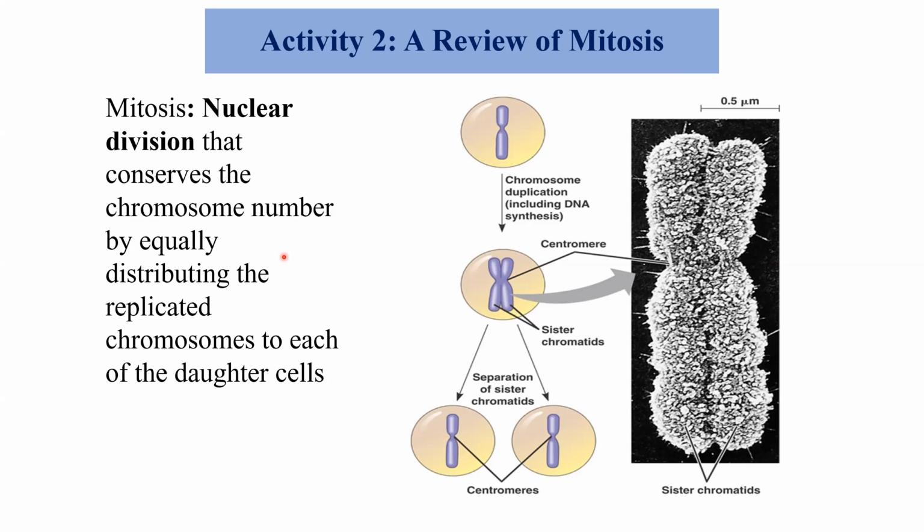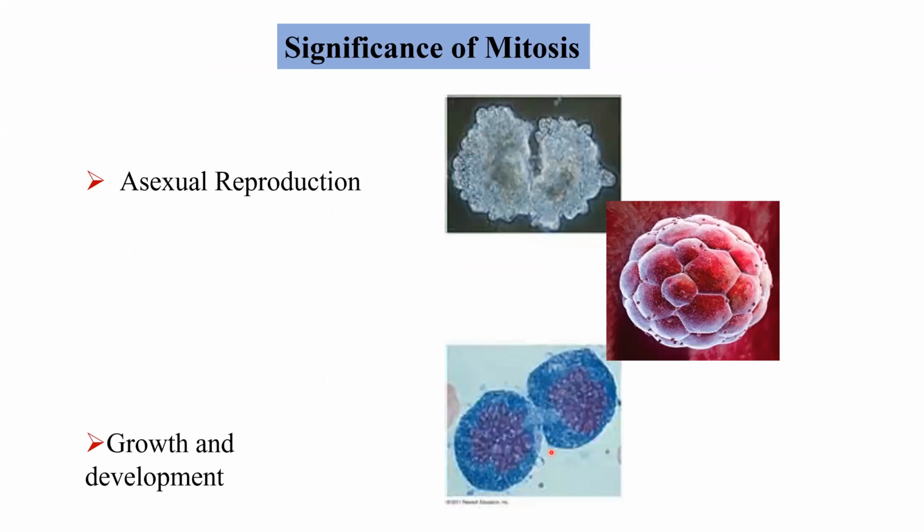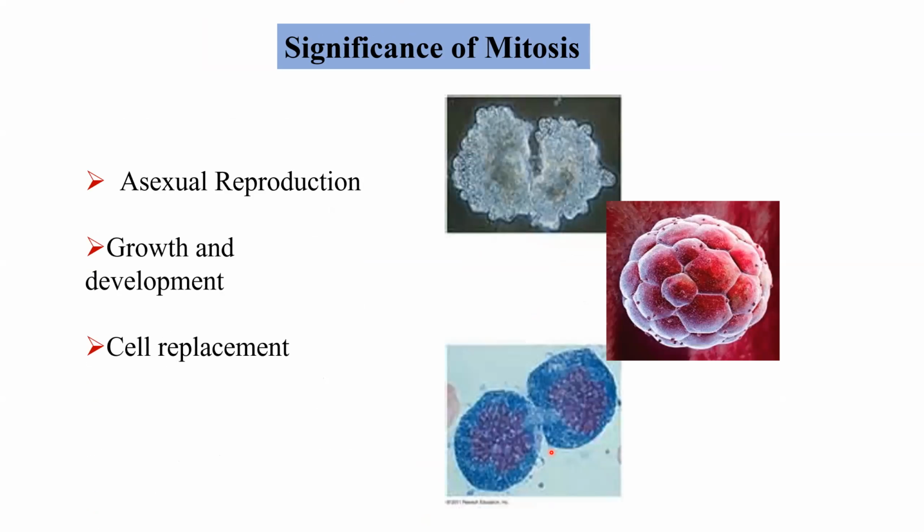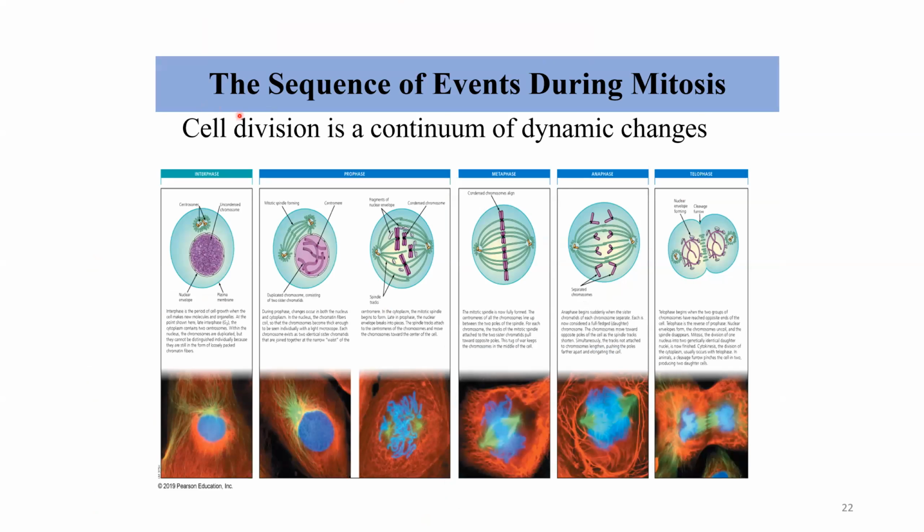Mitosis is a nuclear division that conserves the chromosome number by equally distributing the replicated chromosome to each of the daughter cells. Remember, everything is identical here. What is shown in this cell is identical to what is shown here and here. So the significance or the purpose of mitosis is asexual reproduction, growth and development, as well as cell replacement. And cell division occurs on a continuum. It's very dynamic, and it exists on a continuum.